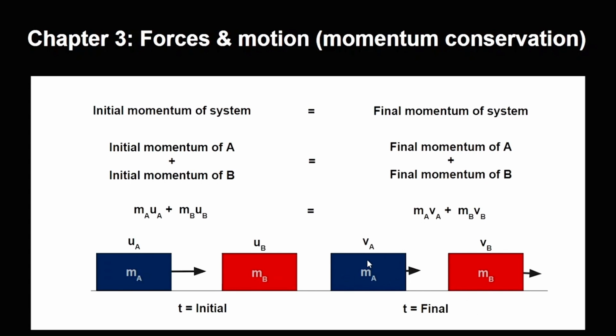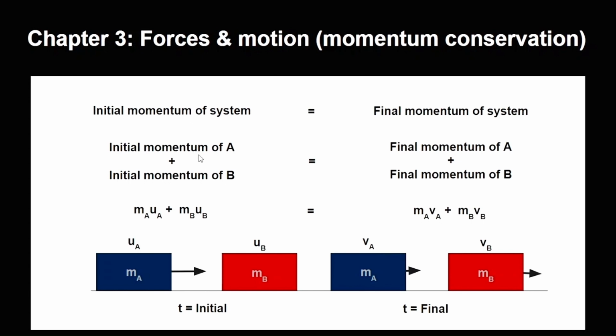And here, the masses still stay the same. So object A has a mass of ma, object B has a mass of mb, but now they've got final velocities. So v is the symbol for the final velocity, and if it pertains to A, it's va. If it pertains to B, it's vb, right?